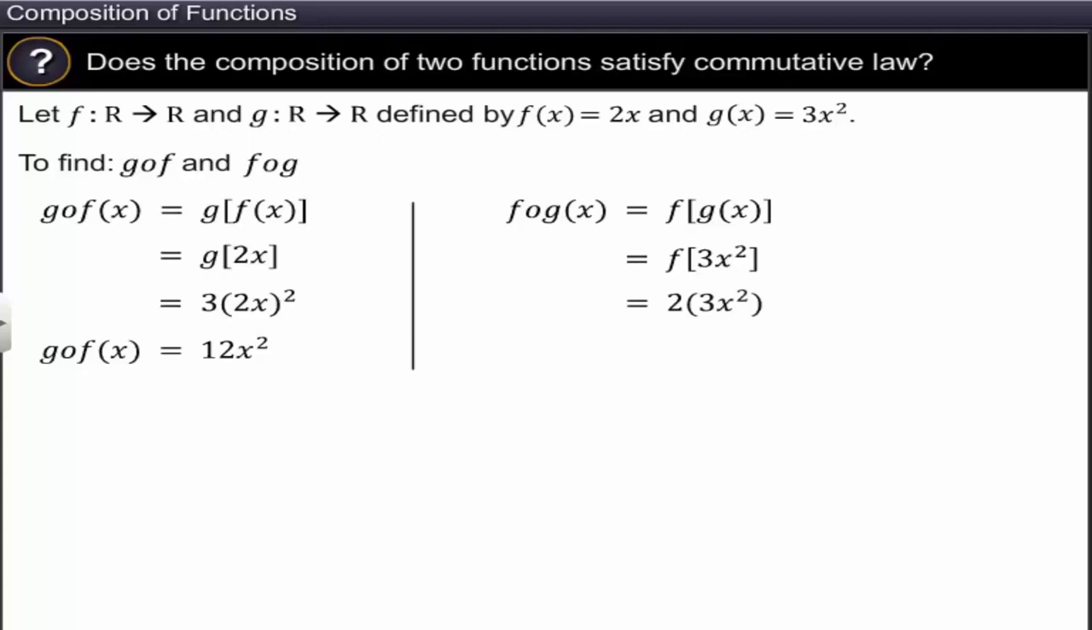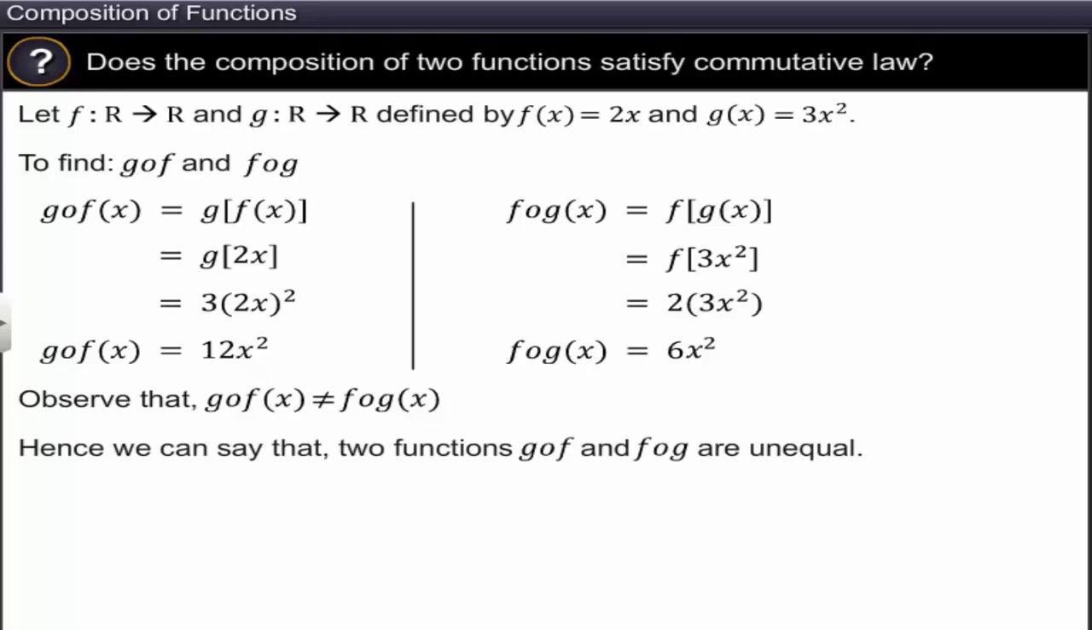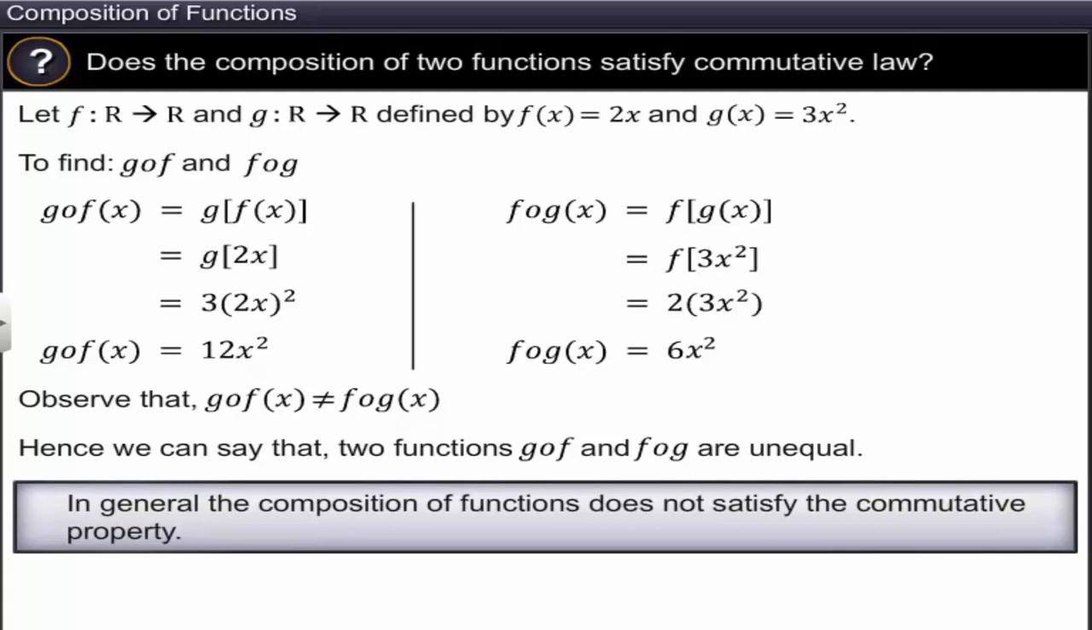Now, f of x is equal to 2x. This implies f of 3x² is equal to 2 multiplied by 3x². Hence, the value of f circle g of x is equal to 6x². Observe that g circle f of x is not equal to f circle g of x. Hence, we can say that the two functions g circle f and f circle g are unequal. Hence, we can say, in general, that the composition of functions does not satisfy the commutative property.